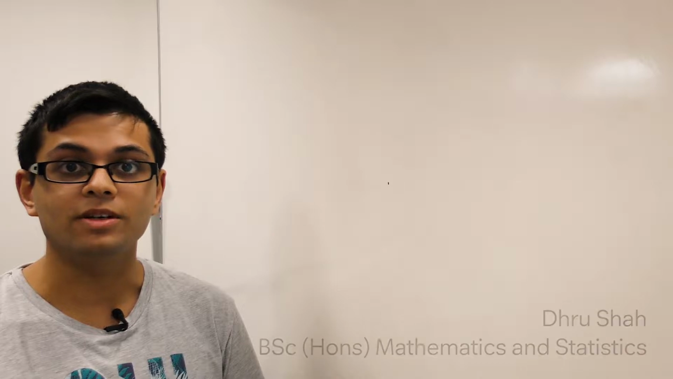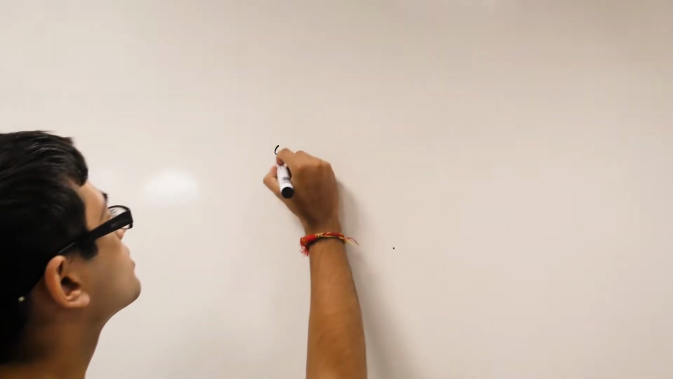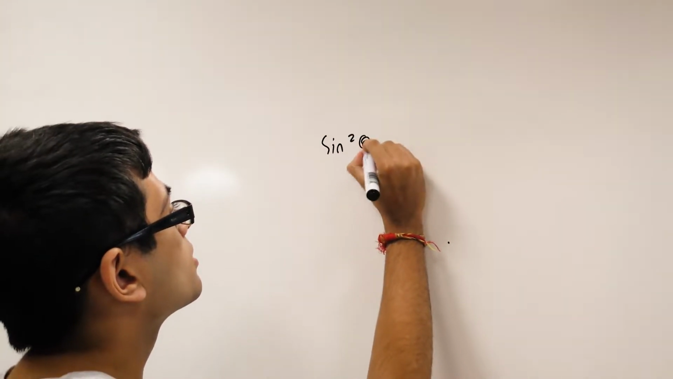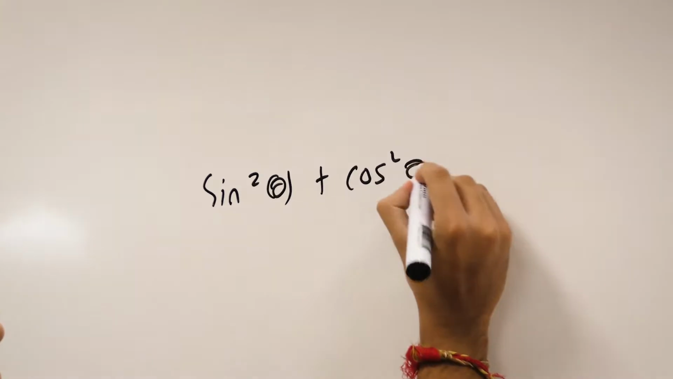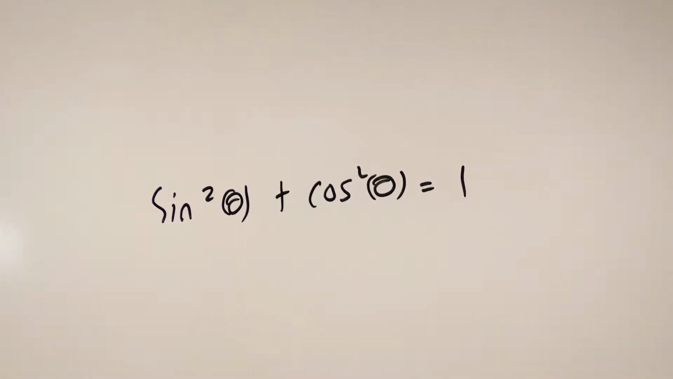I'm a second-year student at Maths and Stats at the University of Plymouth, and I'm going to show you how to prove sine squared plus cos squared equals 1, one of our favourite trigonometric identities, for some angle theta.